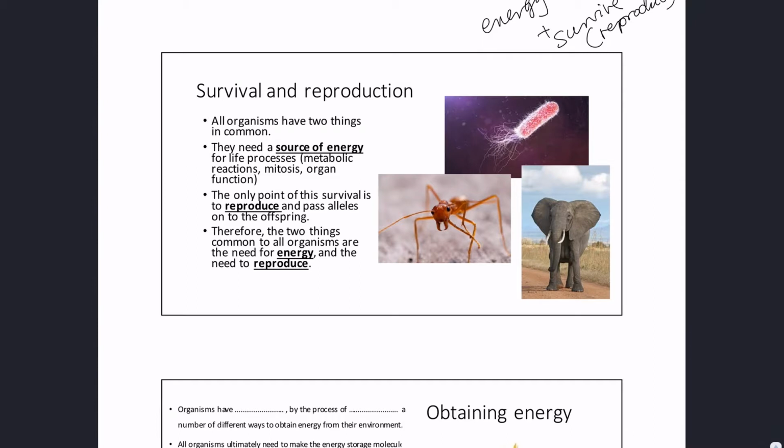Those are the two things that they need. And what we're going to do is use these two ideas to explain why there's different types of organisms. Long story short, different organisms have adapted different ways of getting these two things. They've adapted different ways to obtain and extract energy. They've adapted different ways to survive and therefore reproduce.